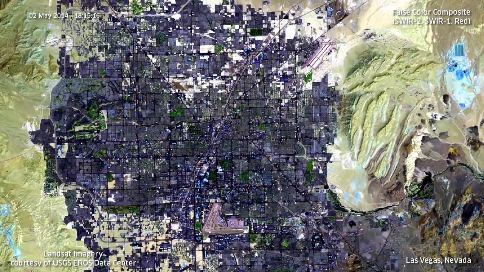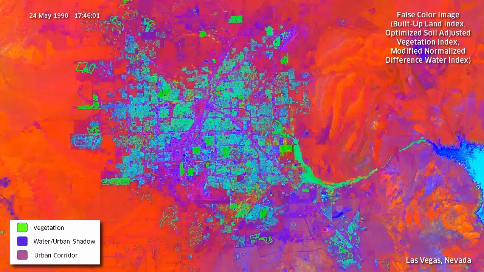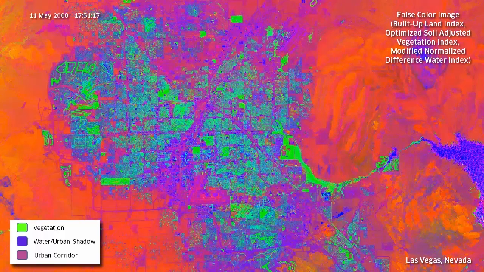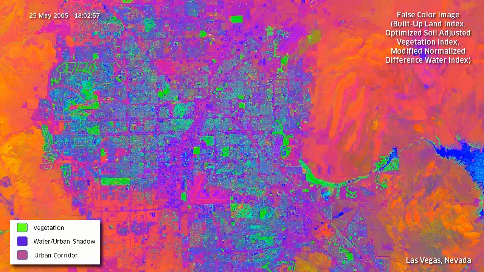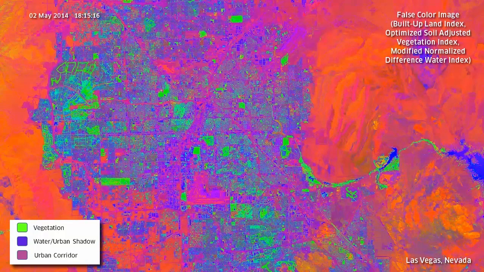Using a combination of spectral indices, we can view this change in a different way. With a combination of a built-up land index, a vegetation index, and a water index, we can see how these various features have changed throughout time. Spectral indices provide a unique way of increasing variation between spectral bands prior to running image classification and change detection.